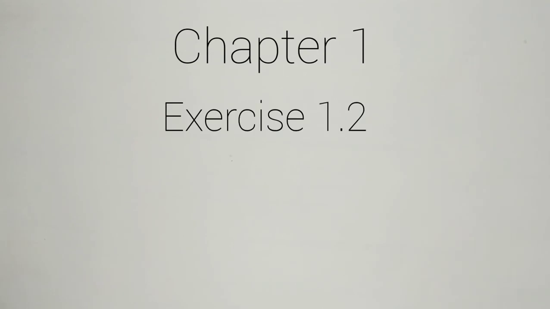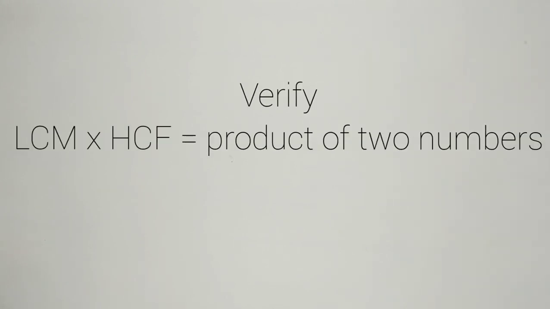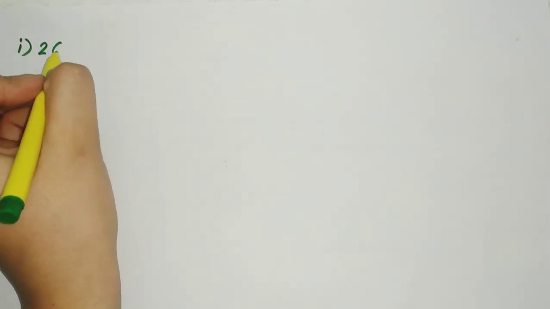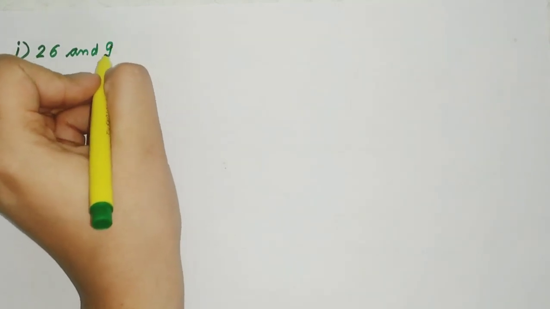Today we will solve question number 2 of exercise 1.2, which says we have to find out the LCM and HCF of given pair of integers and then verify whether LCM multiply HCF is equal to the product of the two numbers or not. So let's try to do the first part, where we have to find out the prime factors of 26 and 91 to find out the LCM and HCF.